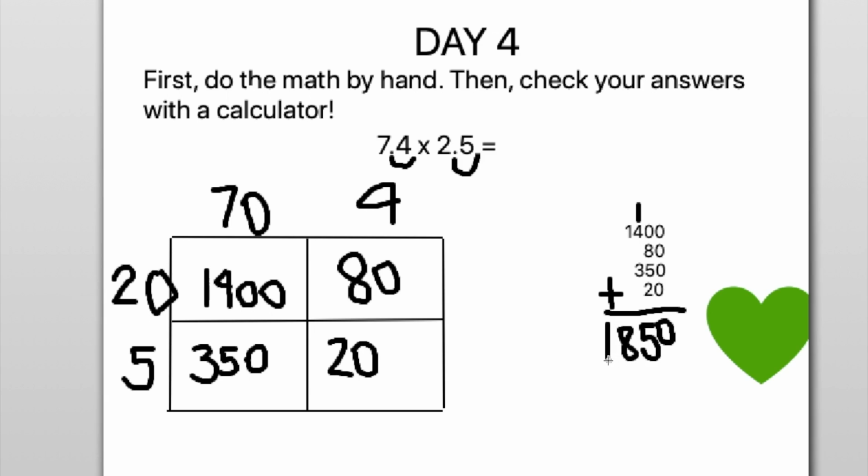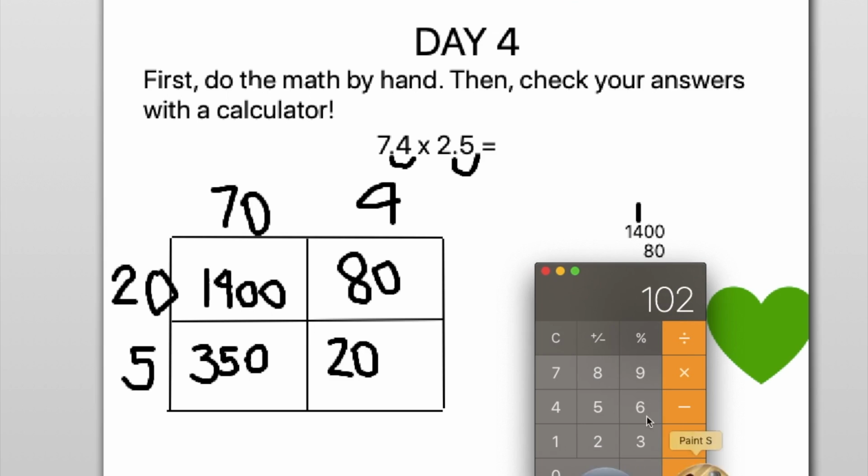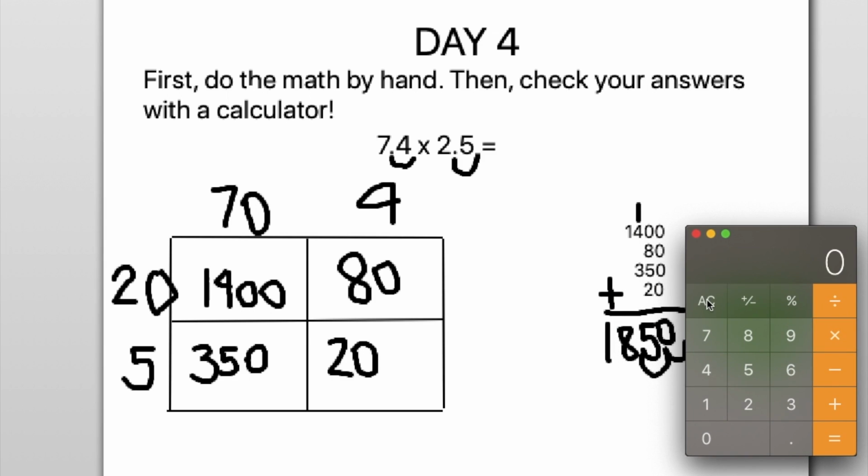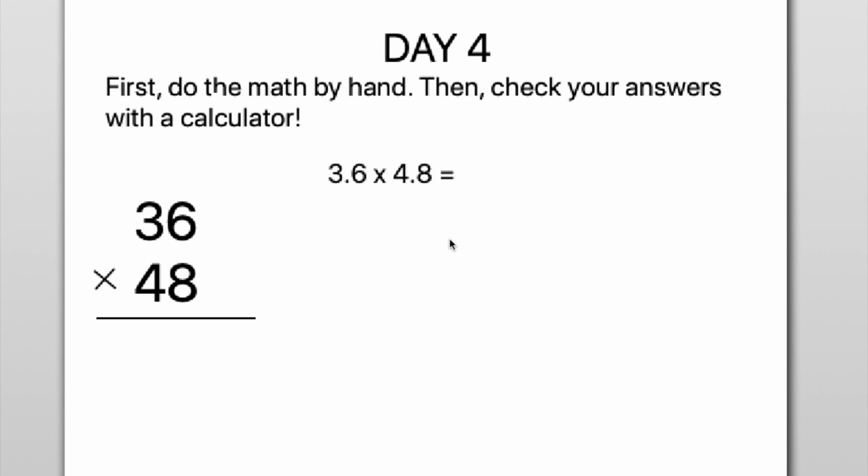Now, our answer is not 1,850 because remember, we have to add back in all the places that we took out. We took out 2, so we need to then go in 1, 2. So our answer is 18.5. Let's check our work here. 7.4 times 2.5 equals 18.5.